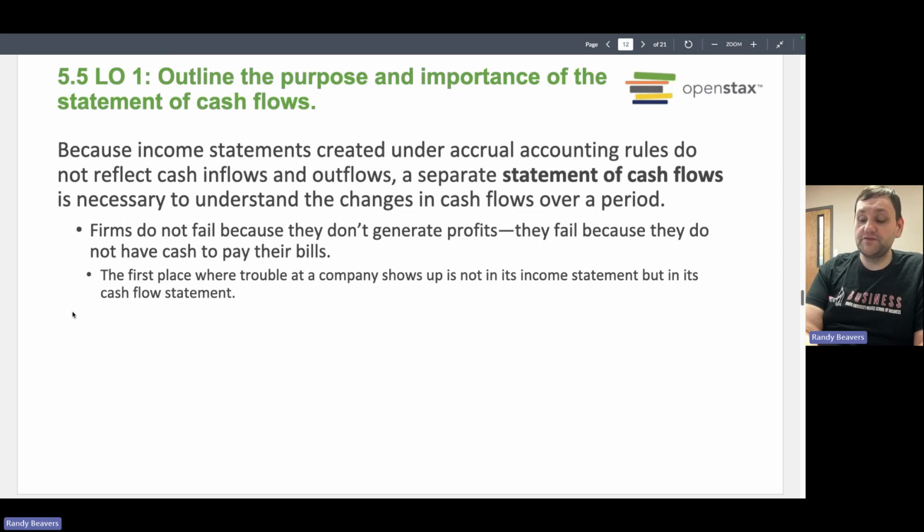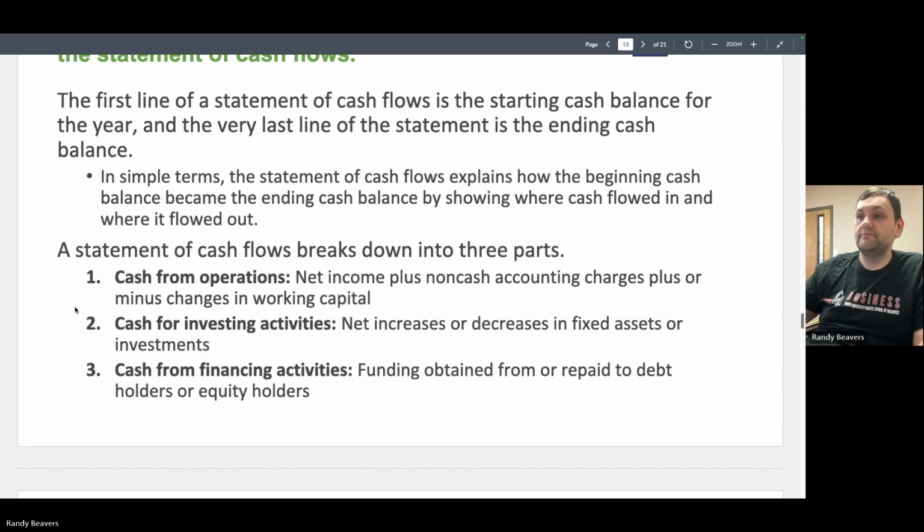We can break the statement of cash flows down into three parts: cash from operations, cash from investing, and cash from financing. So cash from operations is net income plus non-cash accounting charges plus or minus changes in working capital. Non-cash accounting charges would be things like depreciation and amortization. Net working capital is the difference between your current assets and current liabilities. So we're looking to see how those accounts have shifted and changed for the day-to-day operations of the company over the current period in time.